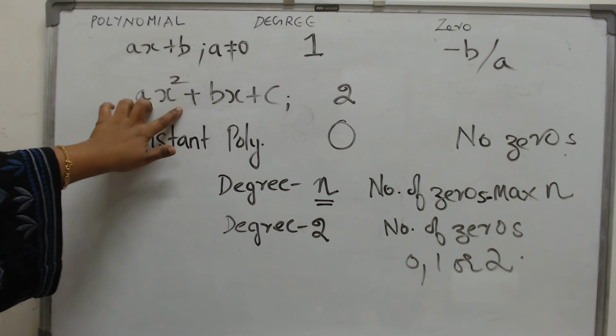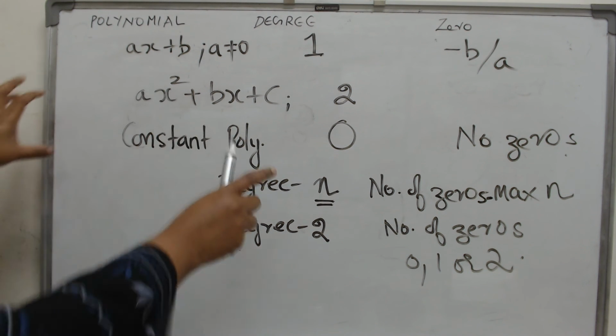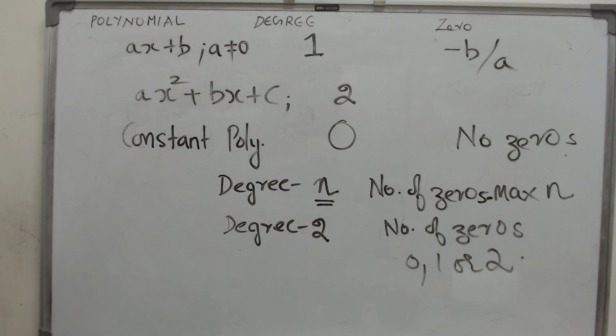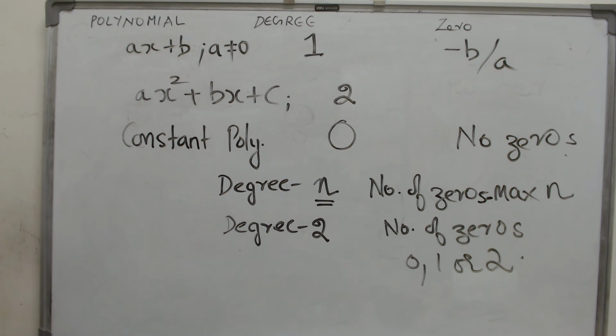In our next class, we will take a polynomial of degree 2. We will break it into factors. We will find out why we have to break it into factors. We will break it into factors and we will consider 3 cases: one with 1 zero, one with 0 zeros, and one with 2 zeros. But that is for another day.